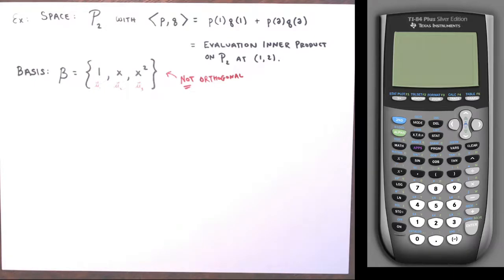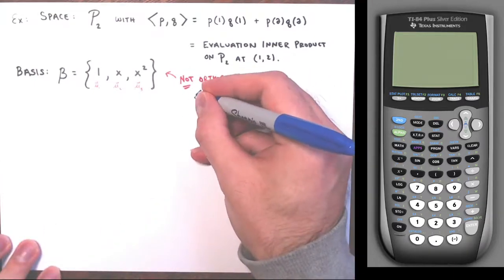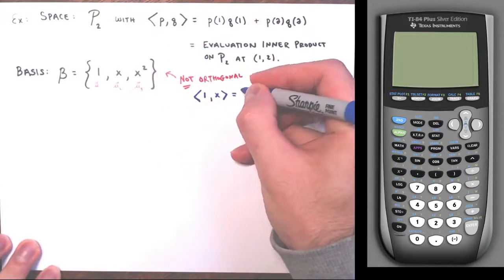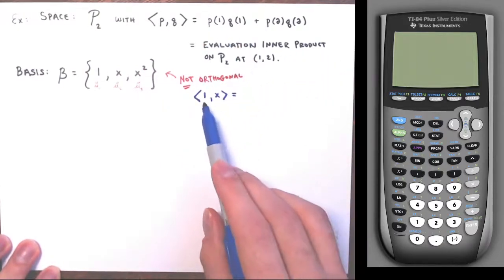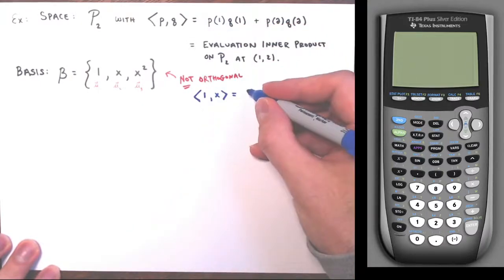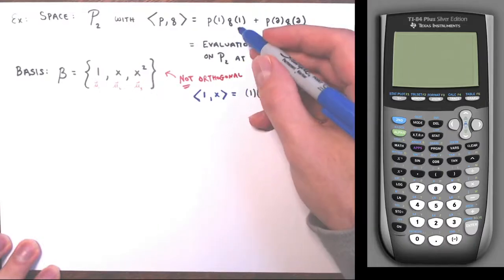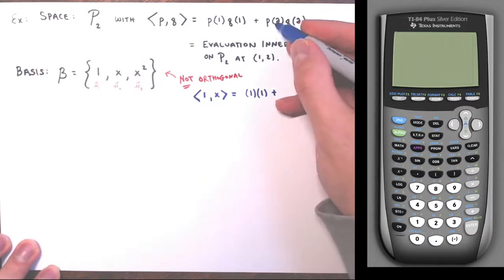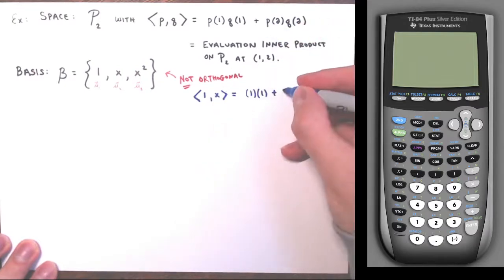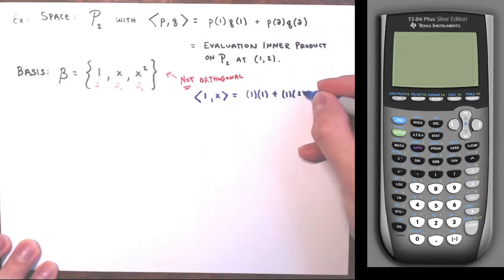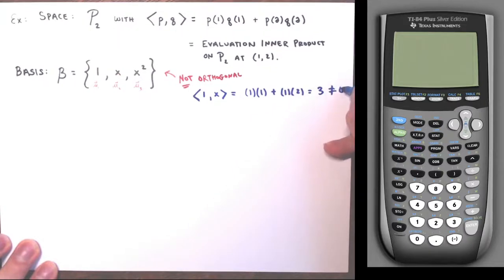So I'm going to show you that this particular basis, and it is a basis, it does span P2 and they're independent, but it's not an orthogonal basis under this inner product. And let me show you. So let's take the inner product of u1 with u2 here, 1 with x. So according to this, this is my p and q. It'd be the value of the first polynomial at 1, which is 1, times the value of the second polynomial at 1, which would be 1, plus then the value of the first polynomial at 2, which is still 1, right, it's constant, times the value of the second polynomial at 2, which is 2. And we get 1 plus 2 is 3, and that's not 0.